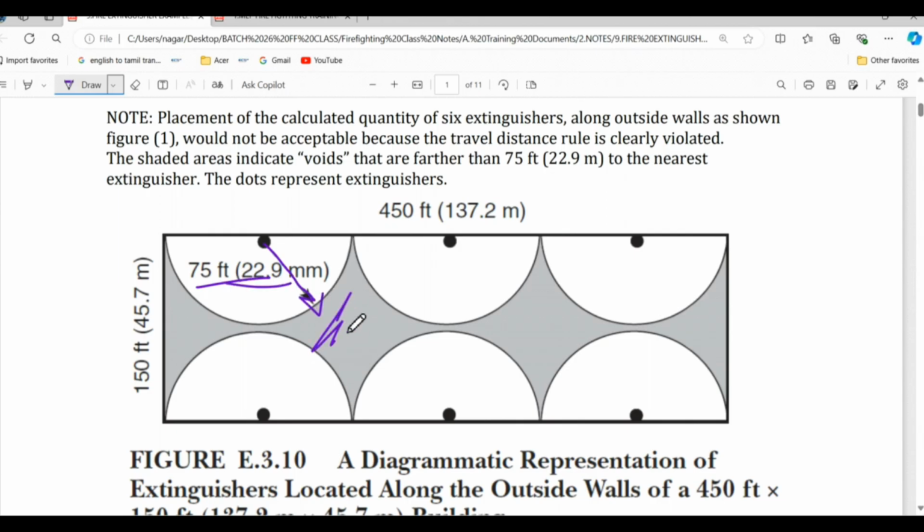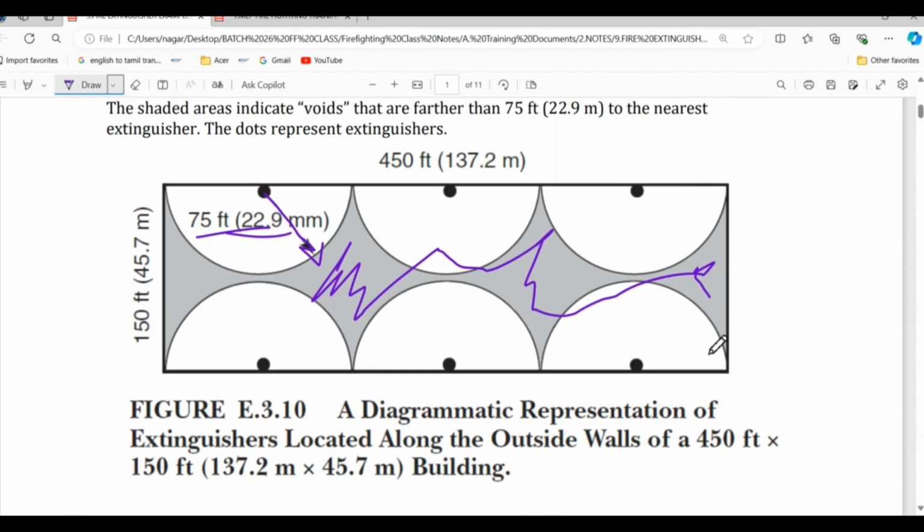But you see the dead zone here. This type of dead zone is not acceptable for fire extinguishers. That is the reason we have to increase the number of fire extinguishers. Increasing the number of fire extinguishers means what you will do? You will reduce the rating and increase the number of fire extinguishers. So reduce the rating, what can we do?